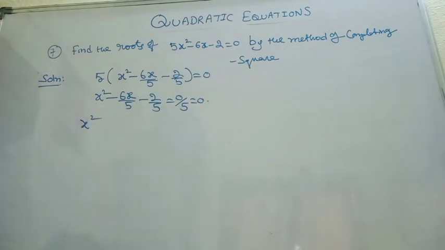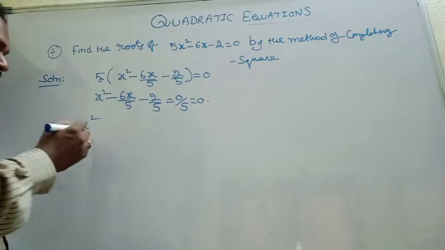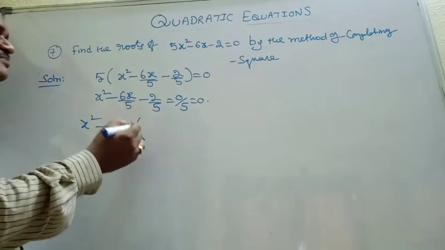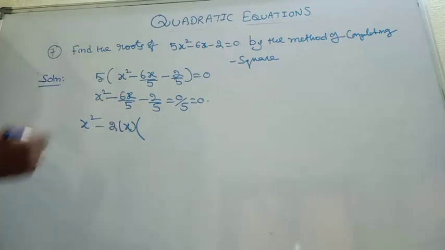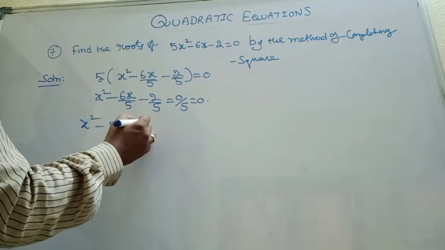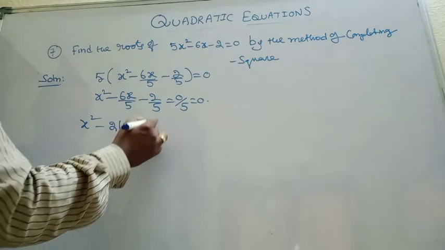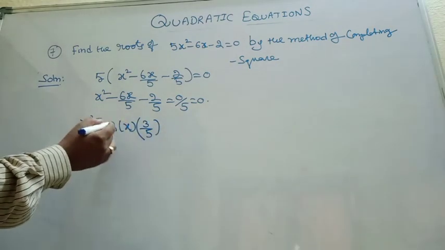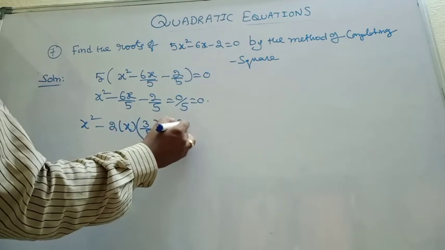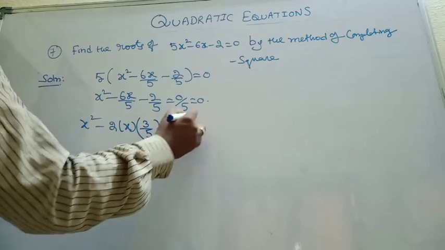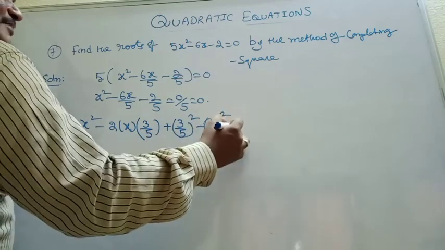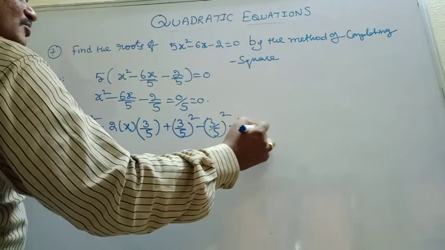I want to apply a minus b whole square. How I will be doing is a square minus 2ab, 2 into a into b. What should I take as b such that I get 6 by 5? I think 3 by 5. If I take 3 by 5, then it becomes 2 into x into 3 by 5, that is 6x by 5. Now I will add and subtract 3 by 5 whole square, minus 3 by 5 whole square, like this. Minus 2 by 5 is equal to 0.